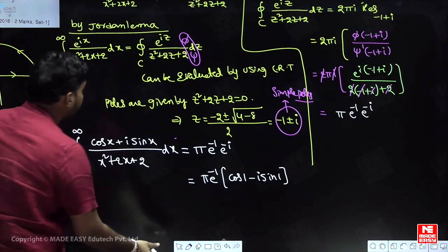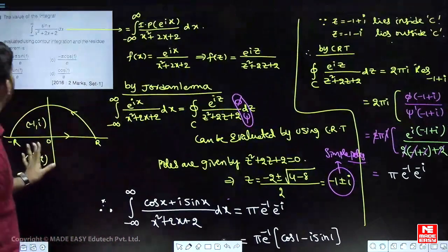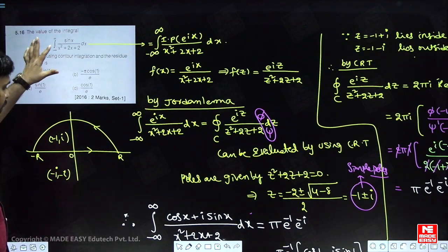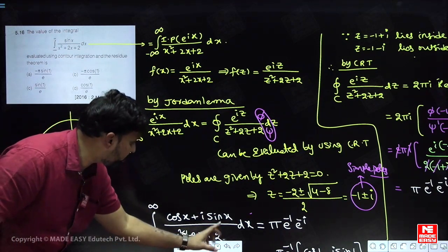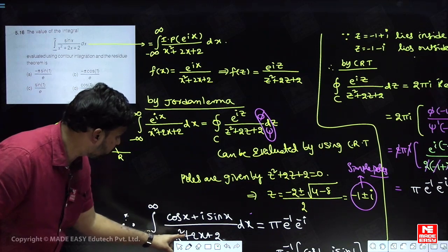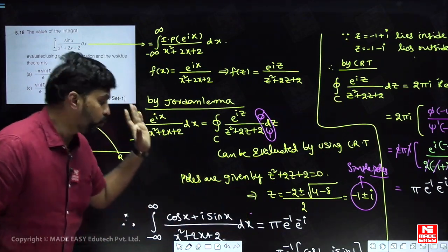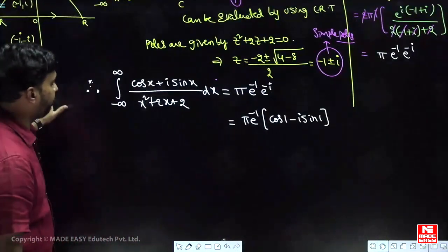But actually what do we need? What exactly do we need, beta? हमको ये चाहिए कि इंटीग्रल sin x by x square plus 2x plus 2, cos x नहीं चाहिए. I want only sin x. So what we have to do is that we have to equate the imaginary part on both sides here. Now we equate the imaginary part.